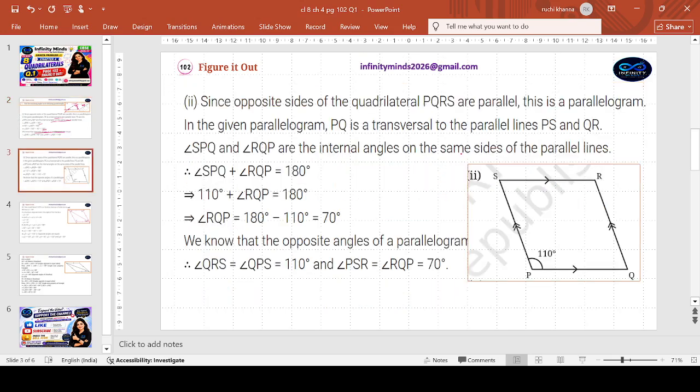Moving to the next. Very similar, on the same lines. The shape has changed, nothing else. It remains the same parallelogram PQRS. Side PQ is parallel to RS and RQ is parallel to SP. Angle P is given to be 110. Someone can say straight away, I can get this to be 110, by using the property that angle R equals P equals 110, opposite angles of a parallelogram are equal. Of course, children, there is no harm in that.